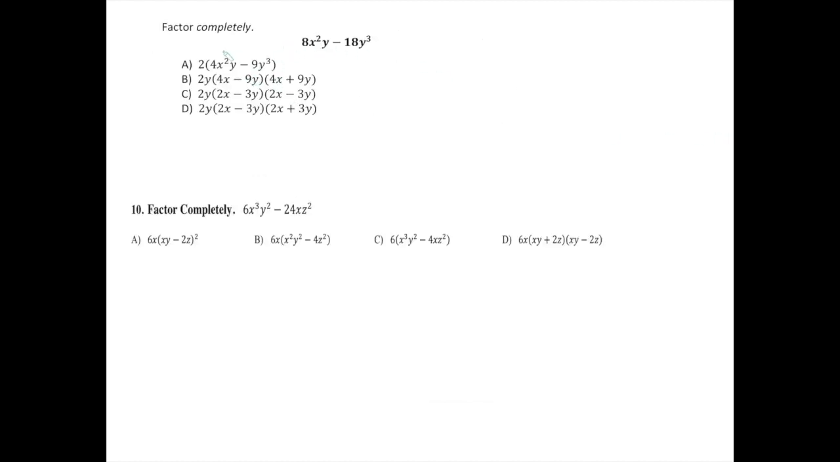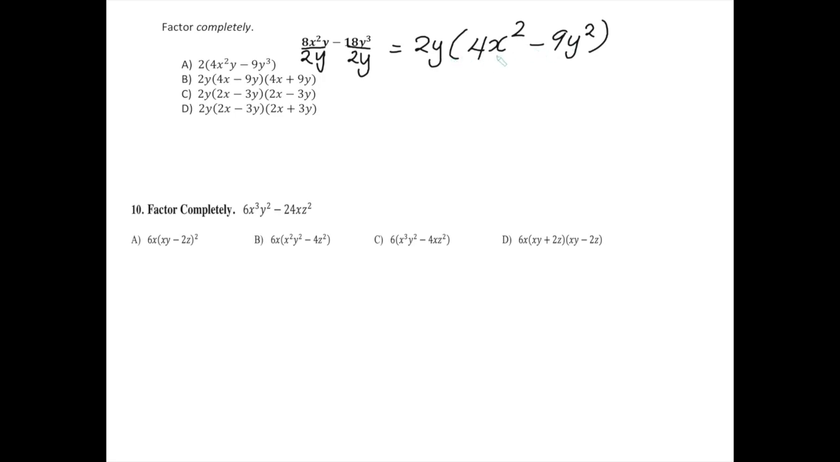So here on the SEEF test, it's going to say factor completely. You have 4 answer choices. And again, it's multiple choice, so you don't have to think too hard. Notice I see 2 here, so I will have a 2. And they both have y's in common, so I'm going to take the smallest one, 2y. So I have 2y, and then when I divide, I get 4x squared minus 9y squared.